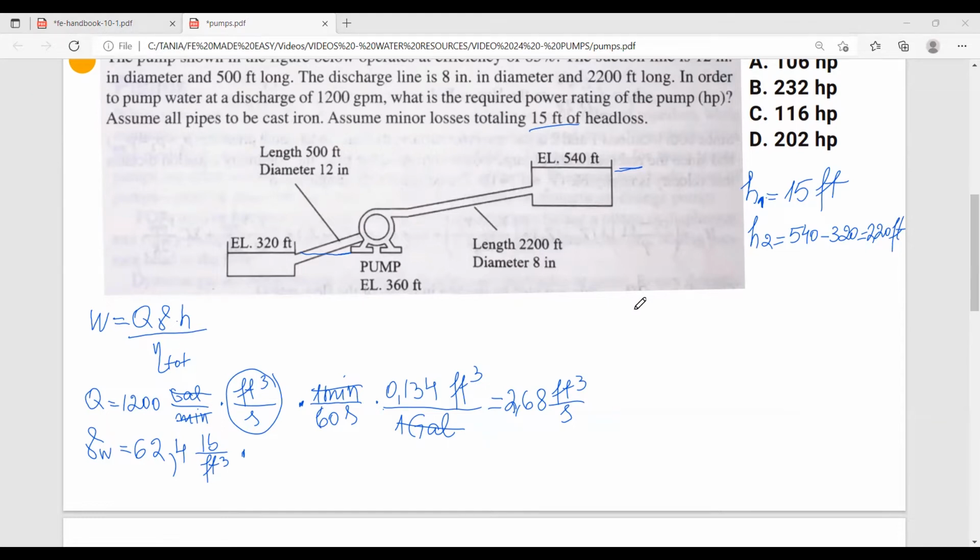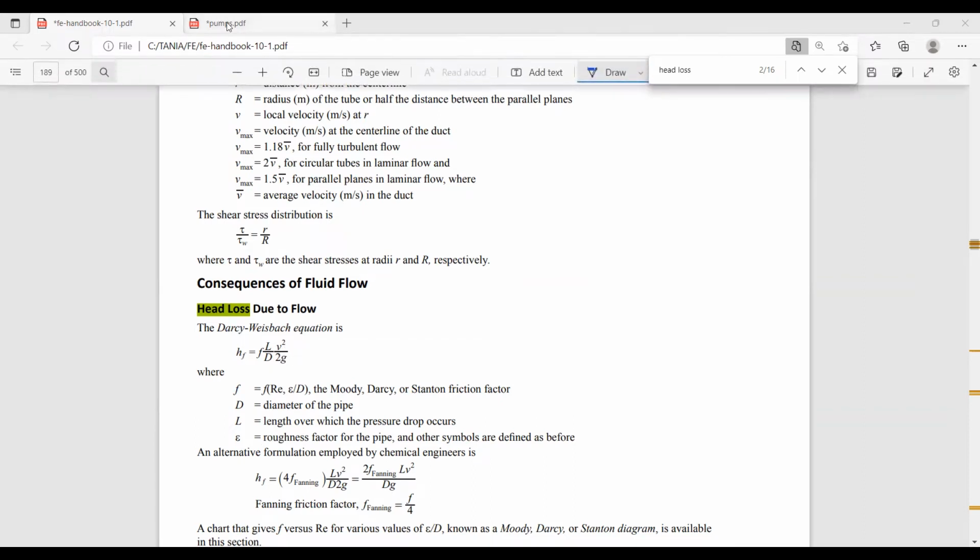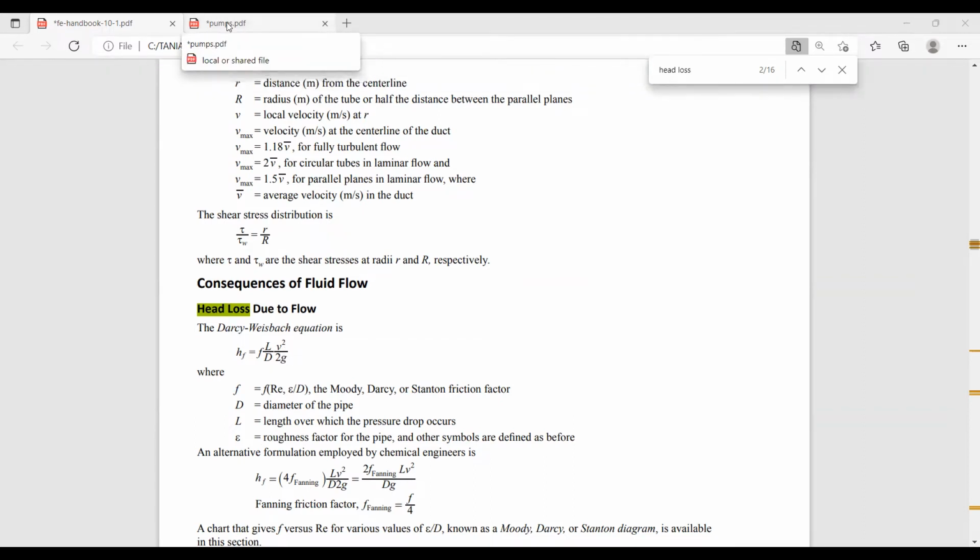And as we know, there is also a head loss due to friction. This is the formula for head loss due to friction, and we have it equal to friction factor f, L over D, V squared over 2g, where V is the velocity. Let's write this down and calculate head loss due to friction.